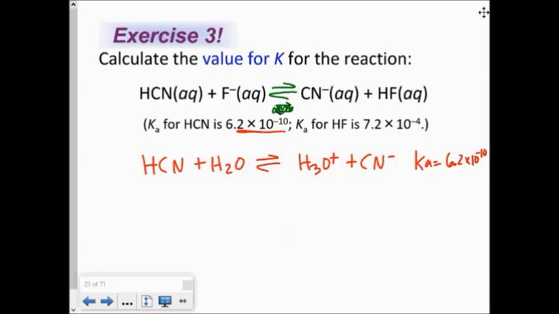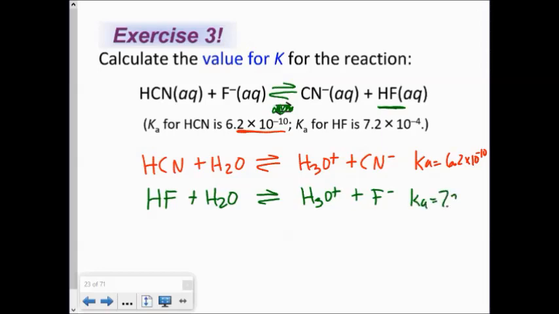Now, what's the other thing happening here? We have HF as the other acid. It should be reacting also with water. If it has a Ka value, it's really reacting with water, establishing equilibrium here, forming hydronium and its conjugate base, and that gives us its Ka value of 7.2 times 10 to the minus 4. Now, what do we need to do in order to make it look like our overall reaction up here?